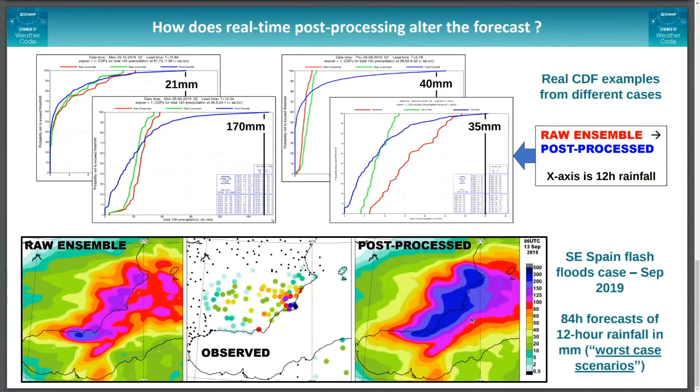So these are kind of worst-case scenarios, and the point here is that the post-process, with having used the calibration, etc., is much better able to represent the huge totals that led to lots of flash floods in southeast Spain. You see the blue dots near La Manga there. There's 300 odd millimetres here in about 12 hours.